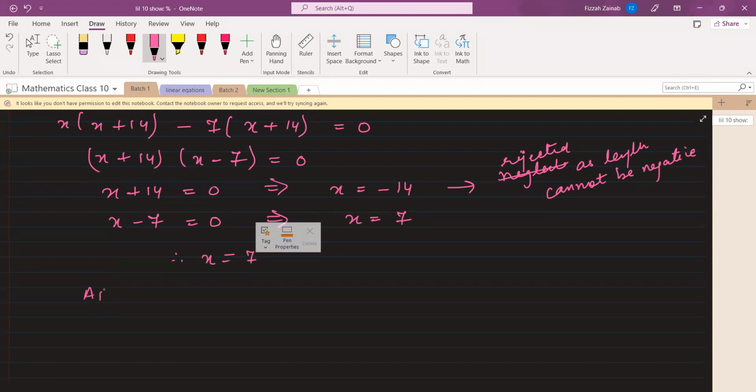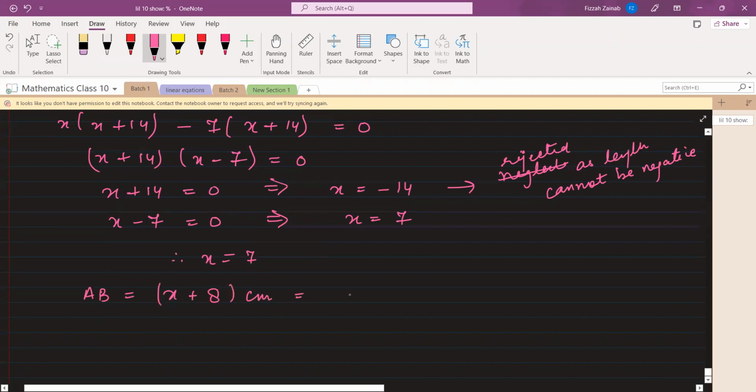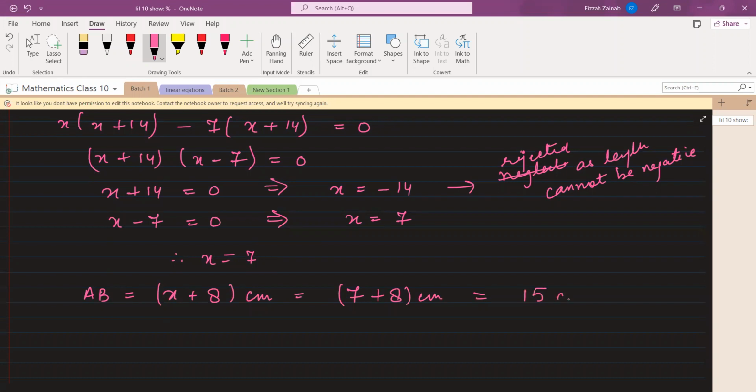So your length AB becomes x plus 8 centimeter. That means 7 plus 8 centimeter, and that means 15 centimeter. Then your length AC was x plus 6 centimeter. So that is 7 plus 6 centimeter, and this is 13 centimeter. So this is the length of AB and AC.